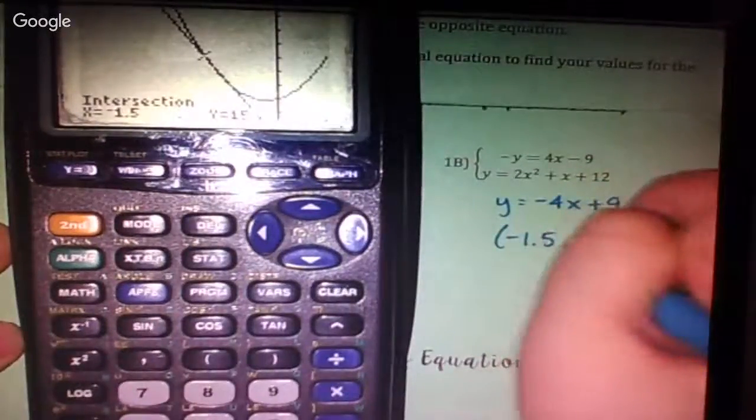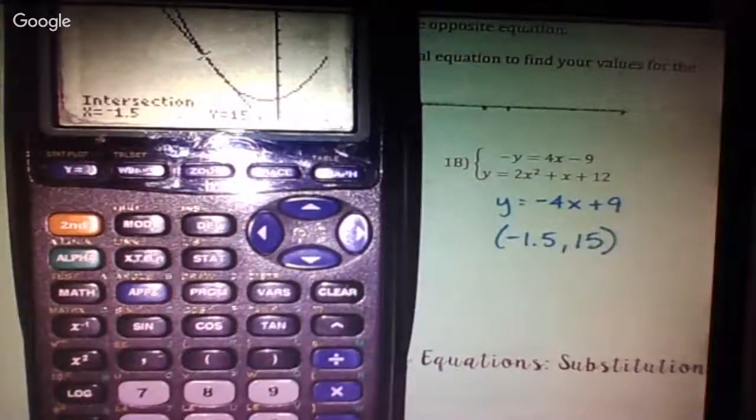How do you do the zoom? You want to hit zoom and choice number 2 to zoom in. Okay, when you do that, it'll bring up a little cursor.